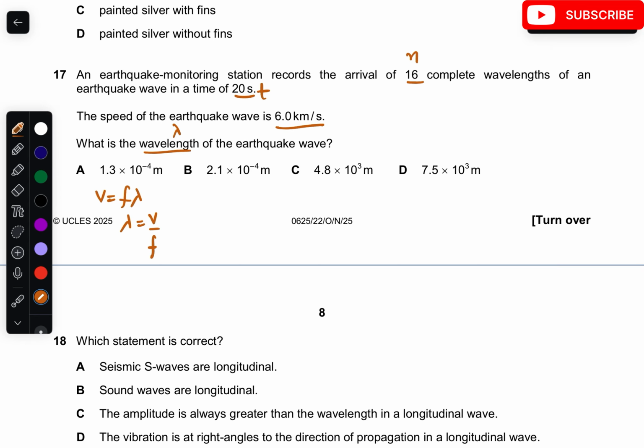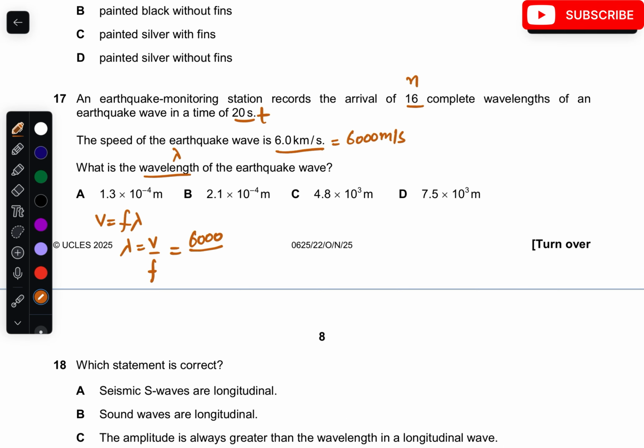You have the V, it's 6 kilometer per second, so it will be 6,000 meters per second. But we don't have the F. For F, we know F is the number of waves per unit time.